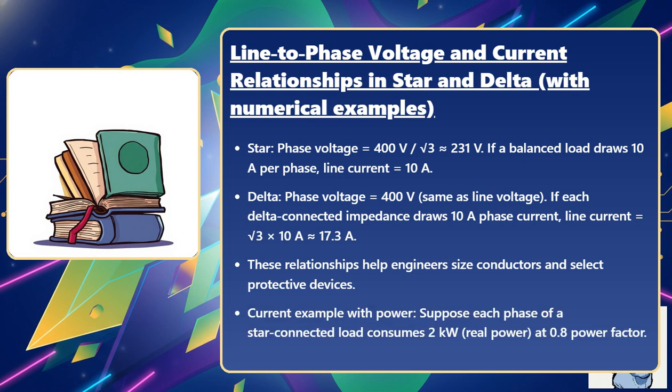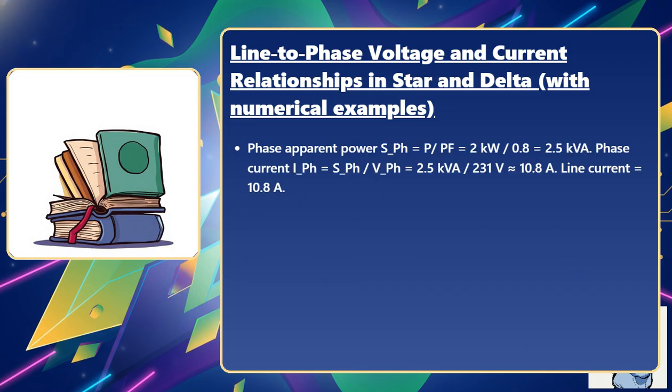Current example with power. Suppose each phase of a star-connected load consumes 2 kilowatts real power at 0.8 power factor. Phase apparent power S sub PH equals P divided by PF equals 2 kilowatts divided by 0.8 equals 2.5 kilovolt amperes. Phase current I sub PH equals S sub PH divided by V sub PH equals 2.5 kilovolt amperes divided by 231 volts, approximately 10.8 amps. Line current equals 10.8 amps.